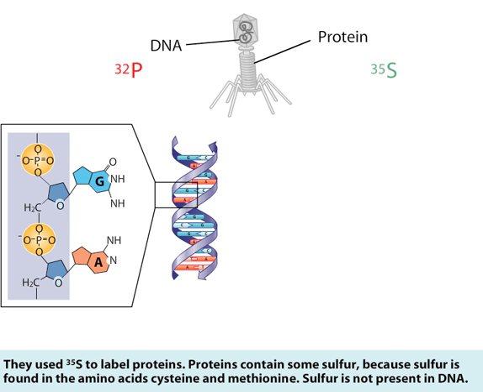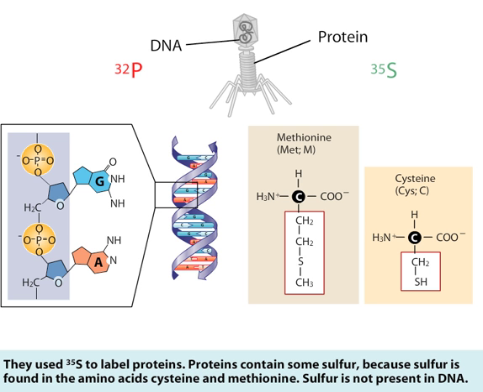They used S-35 to label proteins. Proteins contain some sulfur, because sulfur is found in the amino acids cysteine and methionine. Sulfur is not present in DNA.